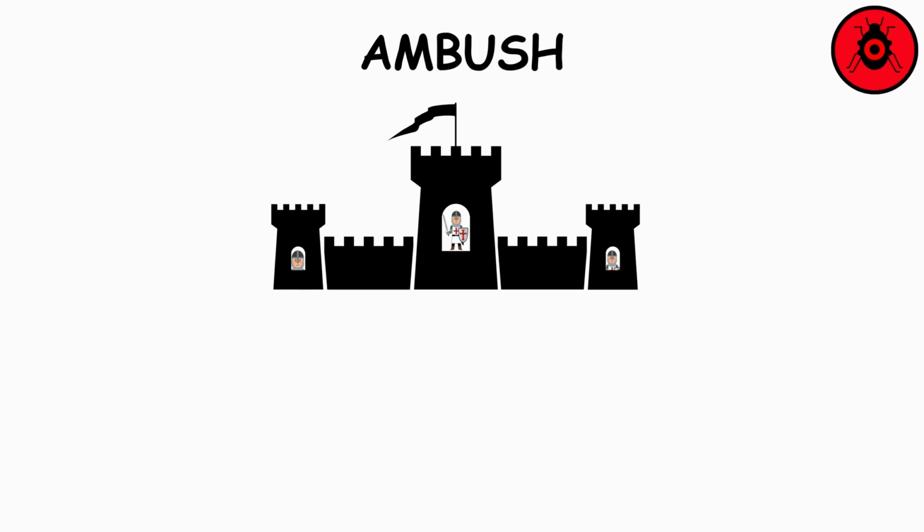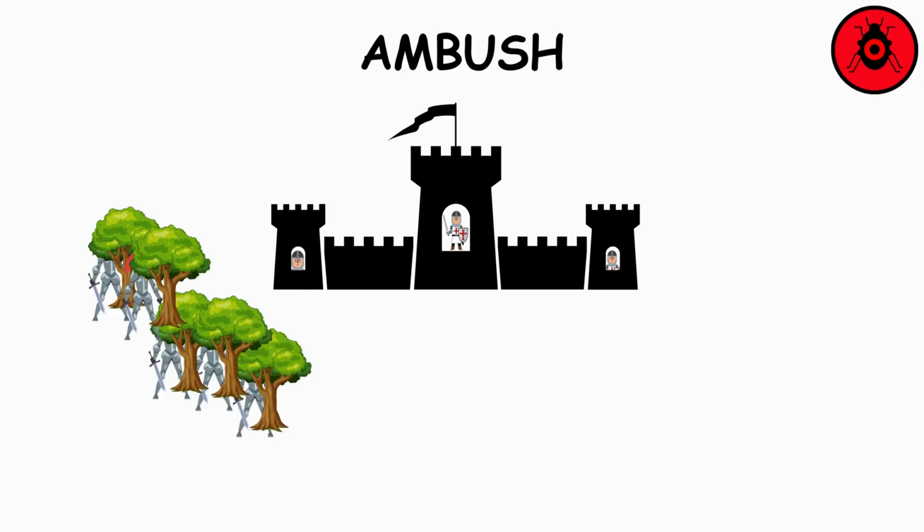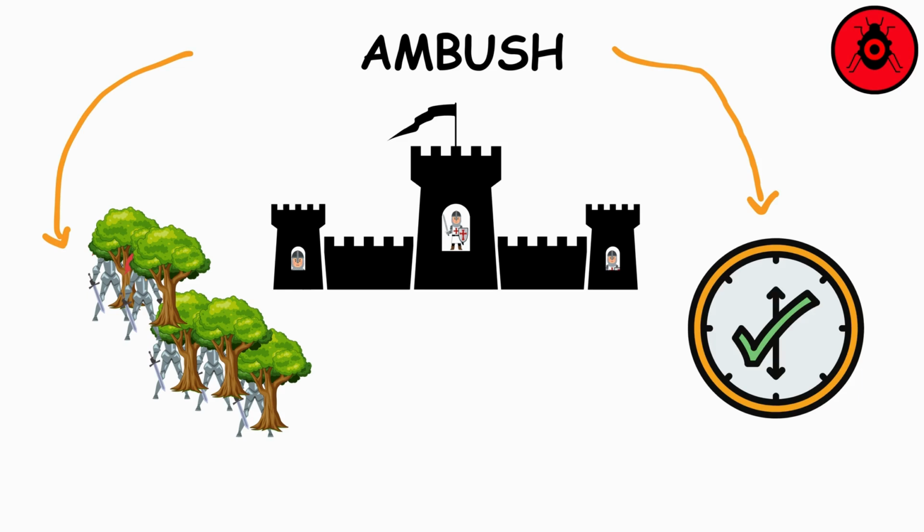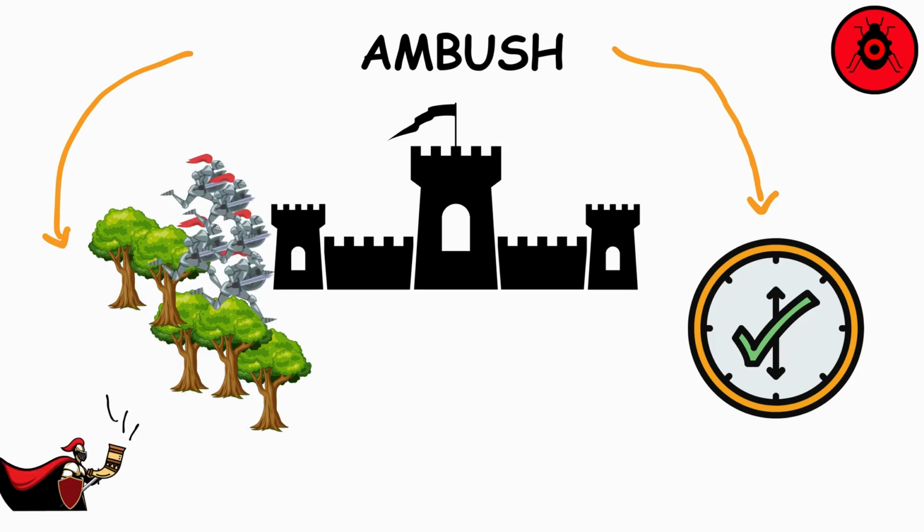Ambush. An ambush is a shock attack by camouflaged hidden units. These units wait for the right time and conditions to attack and wait for the enemy to be weakest so that they can win with minimal damage.